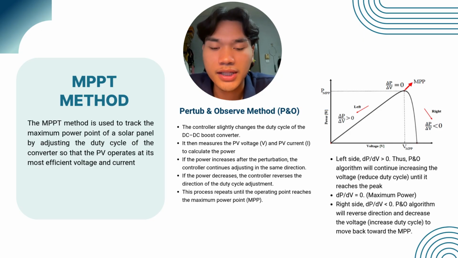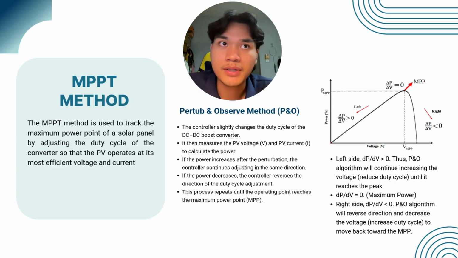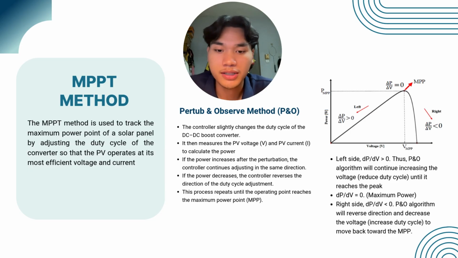So, what is MPPT? MPPT stands for maximum power point tracking. The method that I chose for MPPT is the perturb and observe method. It is a simple MPPT technique that is used to extract the maximum power from a solar panel. So, how does this method work?